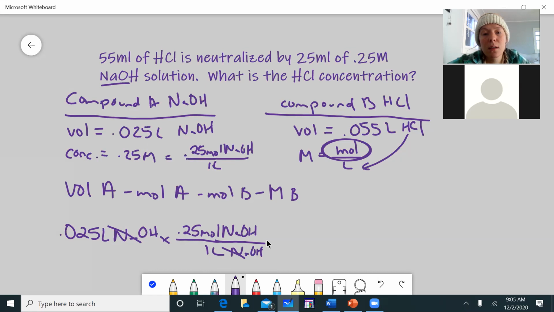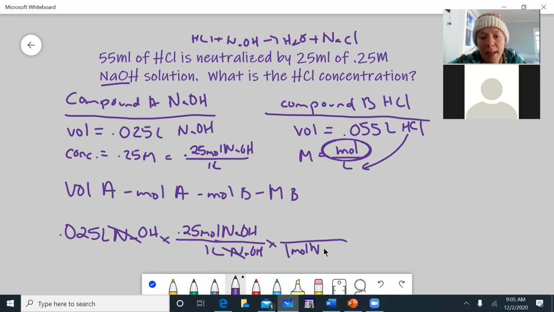That cancels. Then we need to use our equation, HCl plus NaOH produces H2O plus NaCl, and it's balanced, so it's 1:1. Don't always assume it's 1:1, but in this case it is 1:1. So 1 mole of NaOH for 1 mole of HCl. We can stop there and then plug it into our equation.